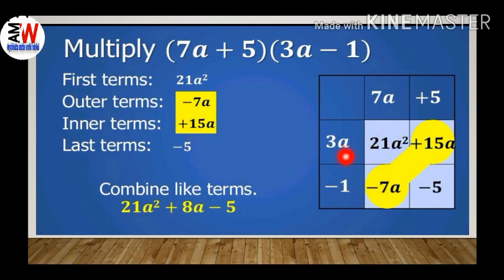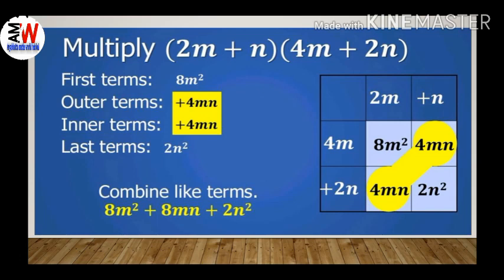So, put 21a square as it is, then add like terms: plus 15a minus 7a. One is plus, another is minus, so subtract. 15 minus 7 is 8, so plus 8a. Then minus 5 as it is. So, the answer is 21a square plus 8a minus 5. This is how you apply the box method.